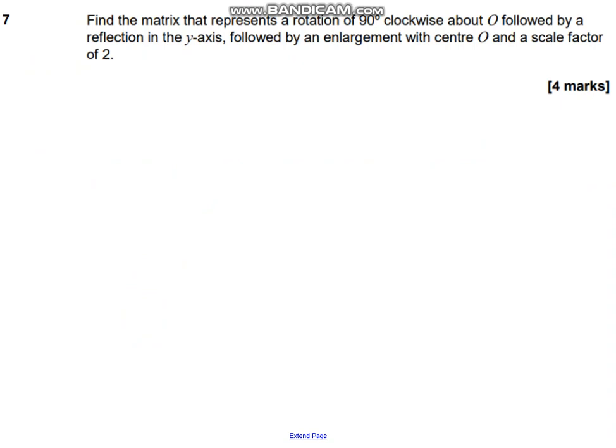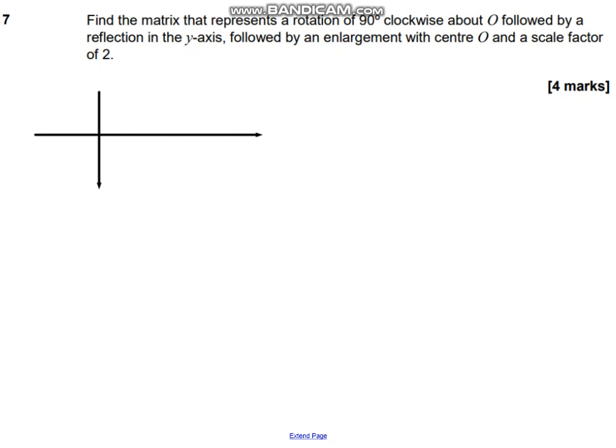So for this one, find the matrix that represents a rotation of 90 degrees clockwise about O, followed by a reflection in the y-axis, followed by an enlargement with centre O and scale factor of 2. Before we press on, we just need a little bit of help from trig graphs, as we need some values.